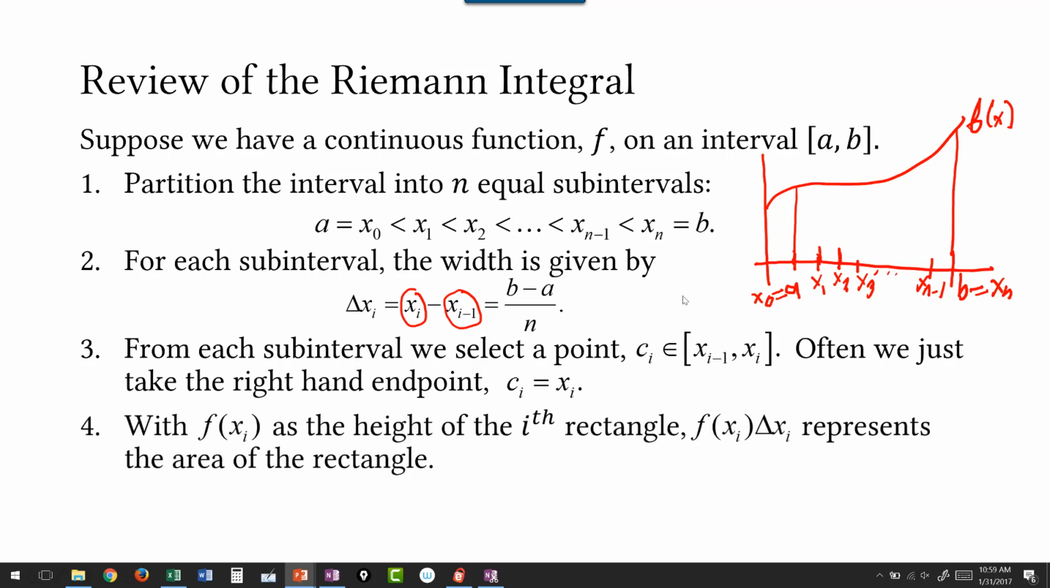And now we form rectangles over each of the subintervals, where we determine the height of each rectangle by evaluating f, in this case at the right-hand endpoint. So this particular height, for example, would be f of x3.